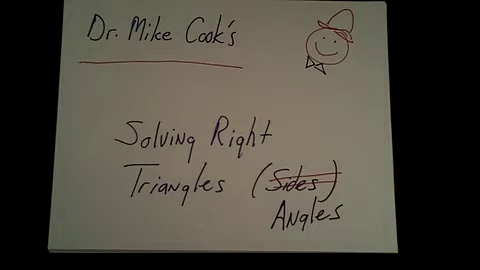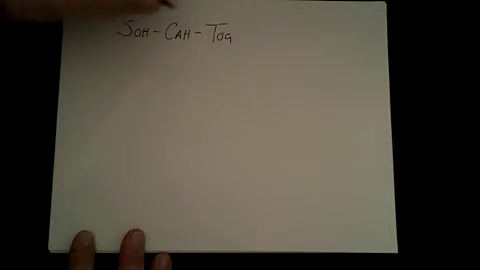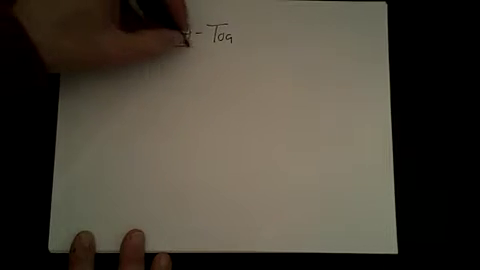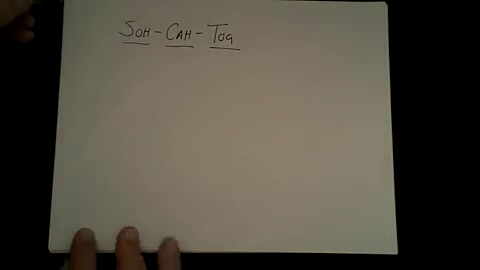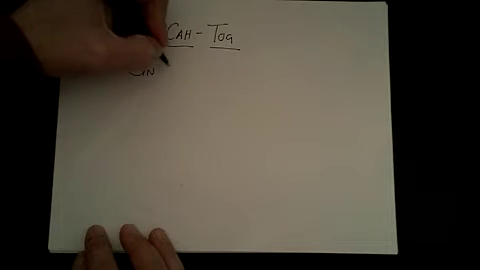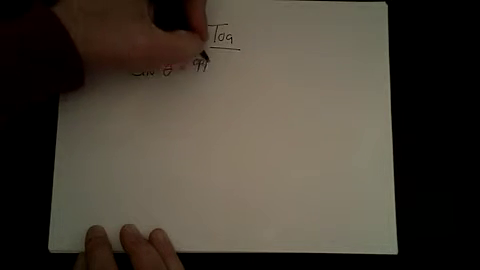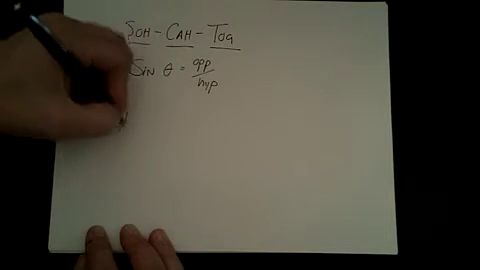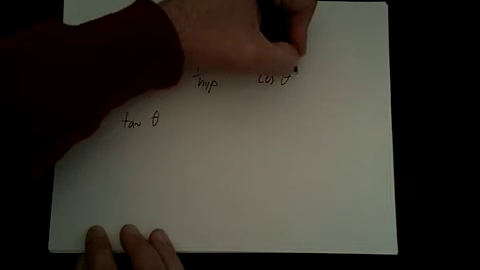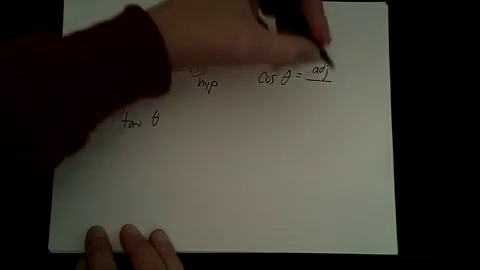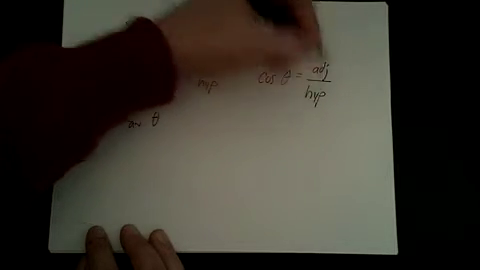Now let's continue solving right triangles, looking at problems where we need to solve for the angle. Again, we're going to use SOHCAHTOA: sine is opposite over hypotenuse, cosine is adjacent over hypotenuse, tangent is opposite over adjacent. We're going to use this to solve for angles or sides of right triangles. In this case, we're going to try to solve for the angles.